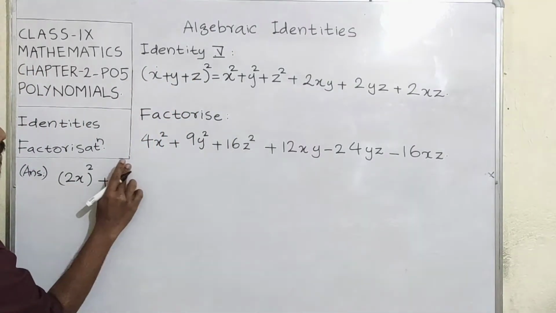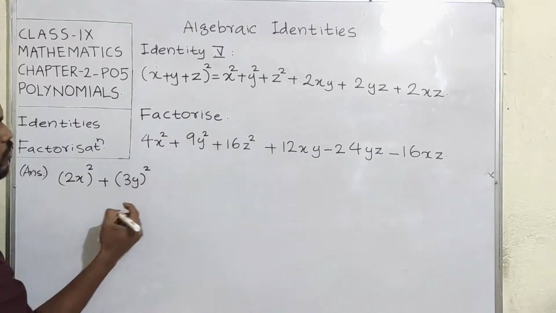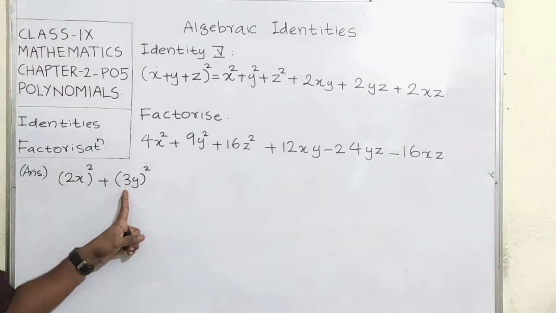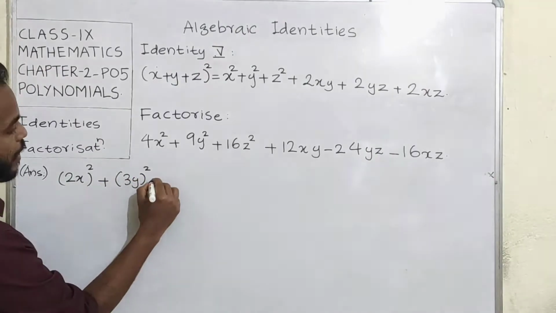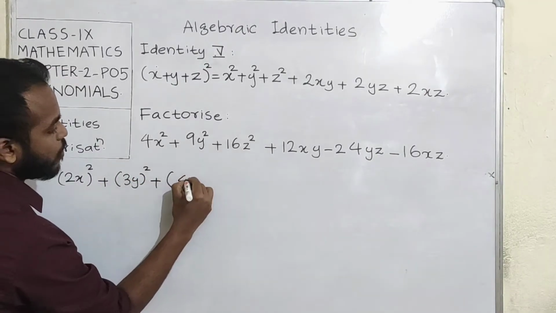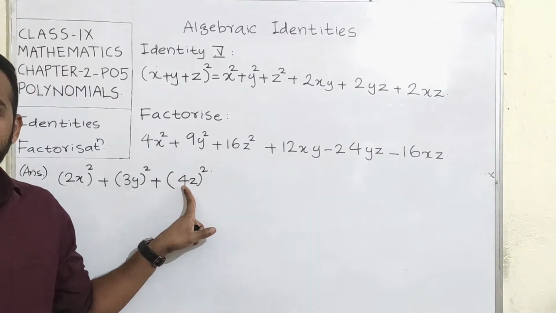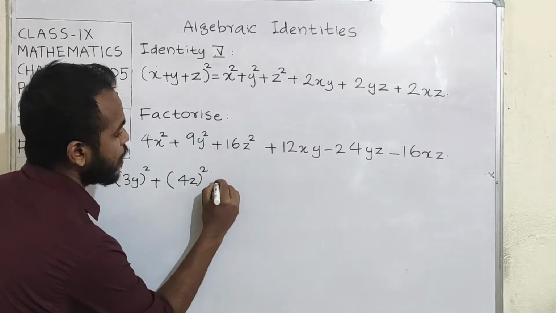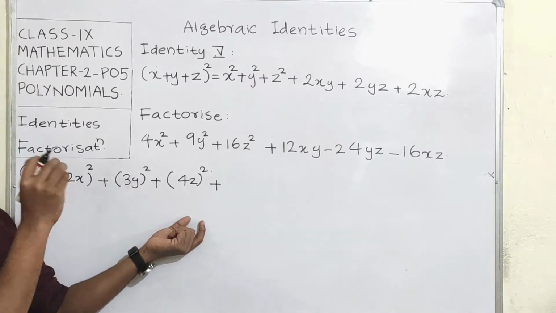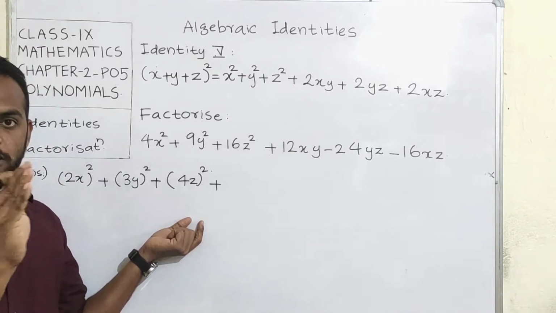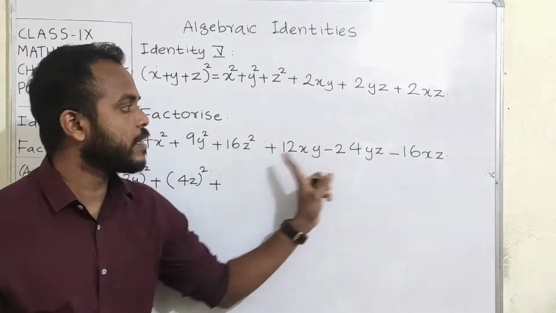Now 9y square can be written as something whole square. Who is that? 3y the whole square. So our second term is either 3y or minus 3y. I hope you see why I said this particular statement. Then our next term is 4z the whole square. So our third term is 4z or minus 4z. Now we already have the three numbers, but the symbol, whether it is plus or minus, is still left as a doubt. It will be clarified once we complete this one.